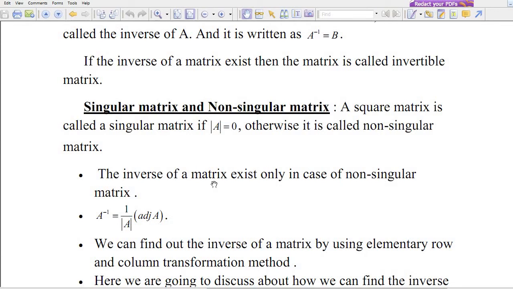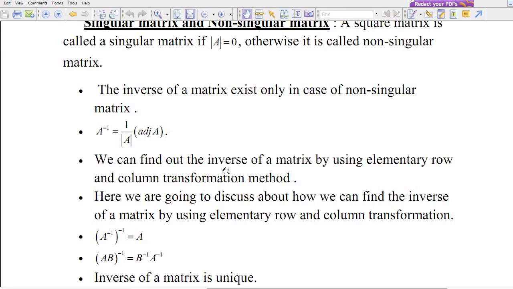Now see, the inverse of a matrix exists only in the case of a non-singular matrix. Why? Because the inverse of a matrix is A inverse = 1 by determinant of A into adjoint of A. Now if determinant of A equals 0, then 1 by 0 does not exist. So when the matrix is singular, its inverse does not exist. So this is one way we can find the inverse of a matrix, that is, the formula.